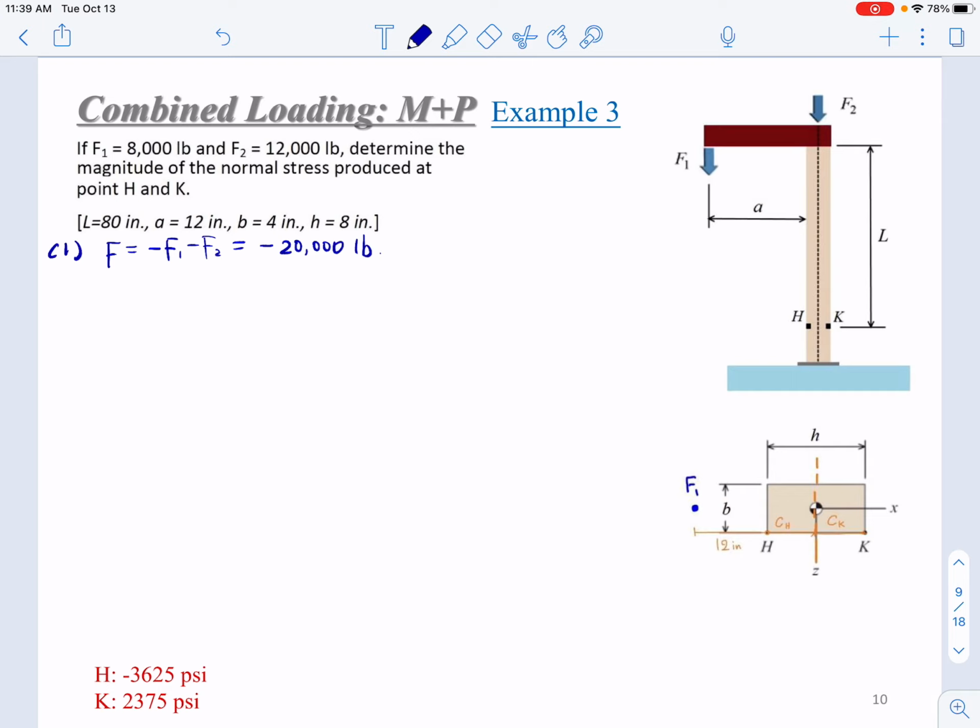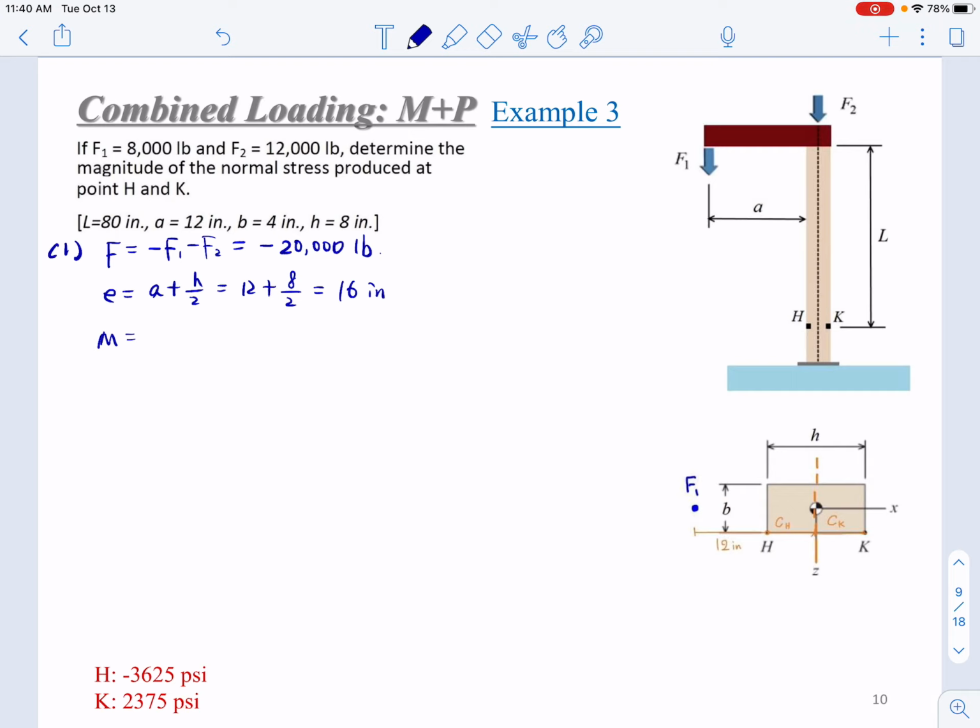Then to determine the M, we need to know the E. For F2, the E is 0. The E for F1 is just A plus half of the thickness, half of H in this case. It's 12 plus 8 over 2. That is 16 inch. So F2 will not make any bending moment because it's just directly added on the centroid.